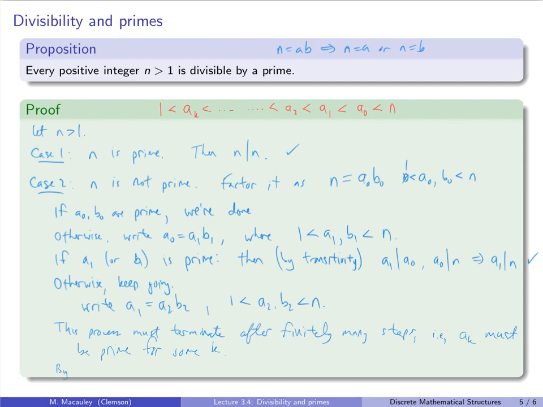I would say by transitivity of divisibility, ak divides n. I think I could elaborate more by doing this k steps, but I think it's fine to just say this. And so we're done. That's the end of the proof.